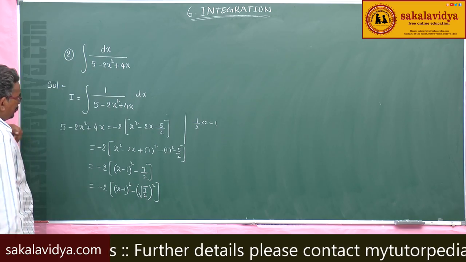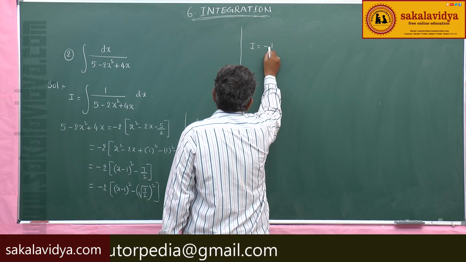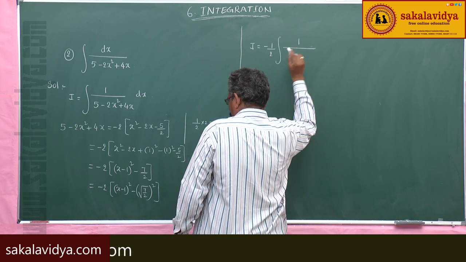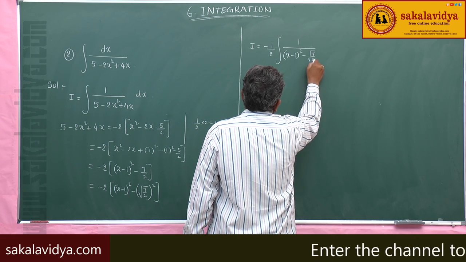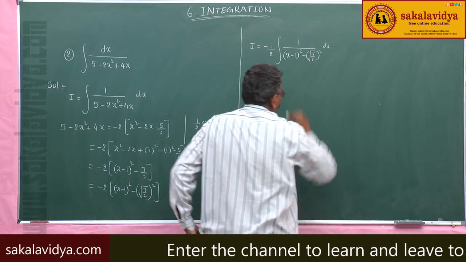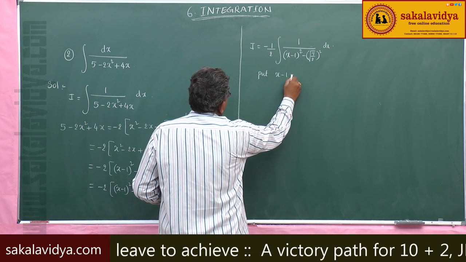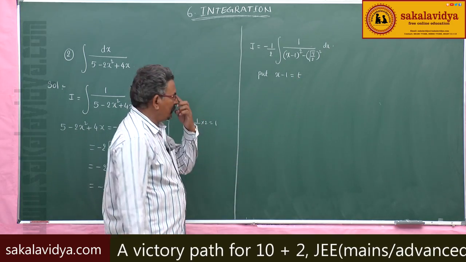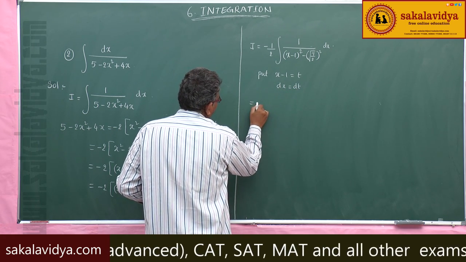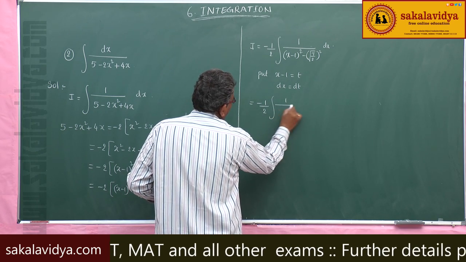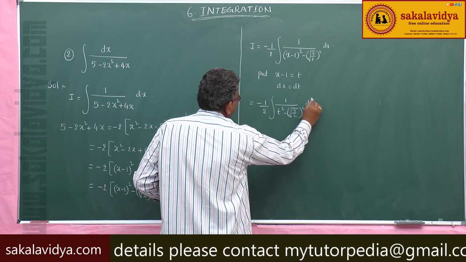Substituting here, minus 1 by 2 comes out. So, now I becomes minus 1 by 2 integral 1 by x minus 1 whole square minus root of 7 by 2 whole square dx. Now, second step, put x minus 1 is equal to t, differentiate with respect to x, dt by dx is equal to 1. So, dx is equal to dt. This becomes minus 1 by 2 integral 1 by t square minus root of 7 by 2 whole square dt.